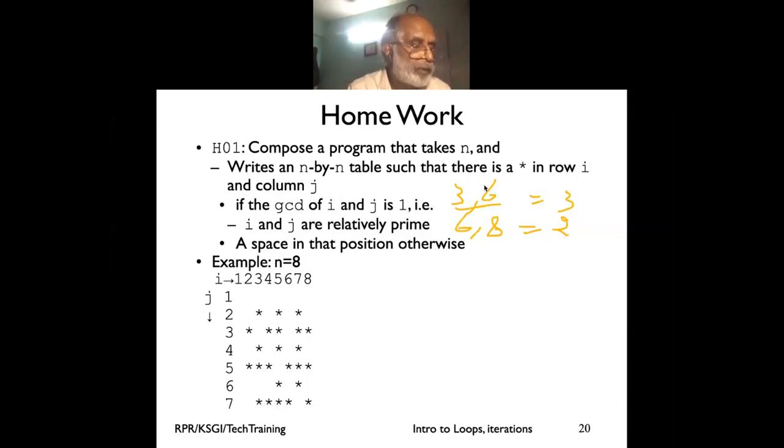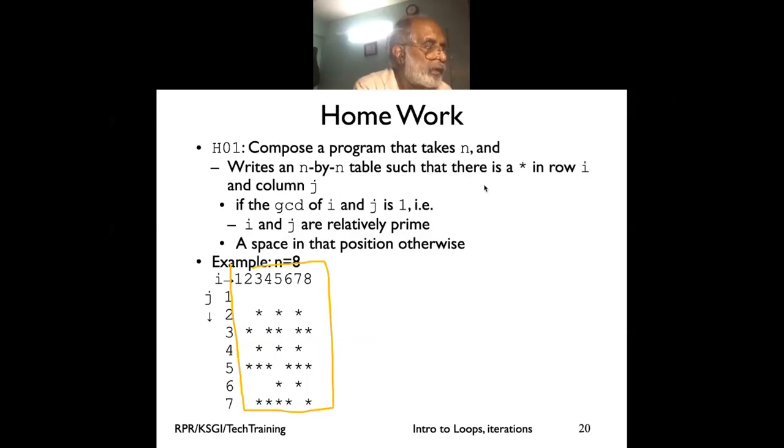Okay. The question I'm asking is, if GCD of I and J, so let's say n is 8, you draw an 8 by 8 kind of matrix. If GCD of I and J is 1, that means they're relatively prime, print a star. If this is not relatively prime, print a space.